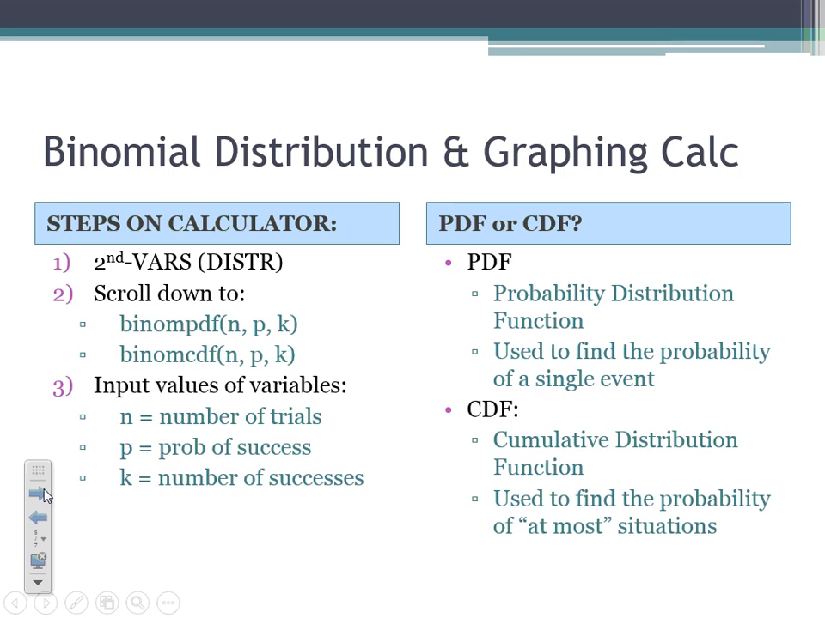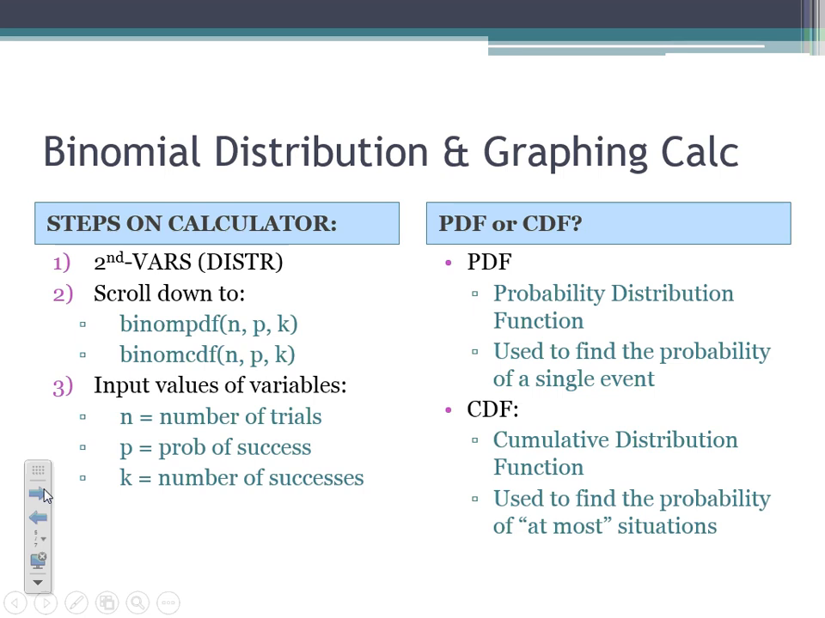All right, so let's talk about a PDF or a CDF. PDF stands for probability distribution function, and it's used to find the probability of a single event. So let's say I wanted to find the probability that if I have a family of 3 kids that family has 1 boy, or let's change it to 2 boys. That's a specific setting, probability distribution function. CDF is a cumulative distribution function, and it's used to find the probability of at most situations.